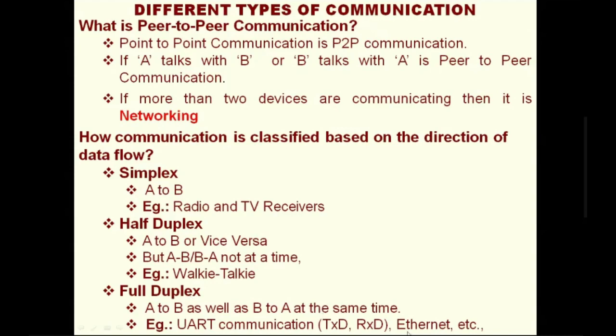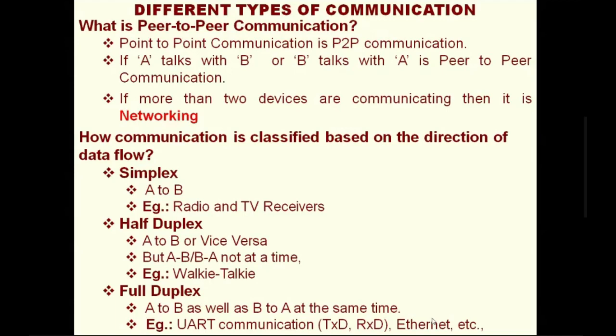Ethernet is also a very good example for full duplex serial communication, because Ethernet has TX plus and TX minus, and RX plus and RX minus. Hence it has separate wires for transmission and reception. Therefore, Ethernet is also a good example for full duplex communication.